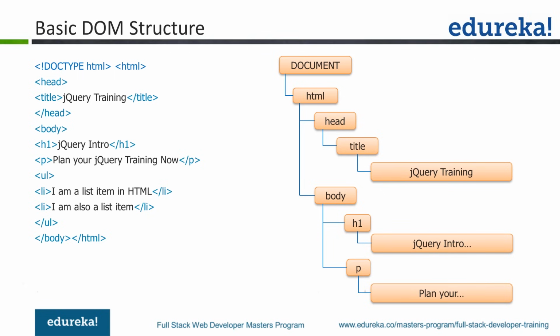Or if it's a document, let's suppose you're dictating a document to somebody: the heading should be jQuery training, start with the subheading jQuery intro, then start with the paragraph, plan your jQuery training now. That is sort of the way that browsers work. This HTML is essentially directions to the browser. What the browser does is take those directions and create something called a DOM, a document object model, out of it. Now, why does it create a DOM? Because it needs to apply the styles that you have provided from the CSS.